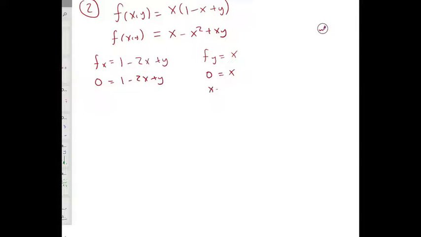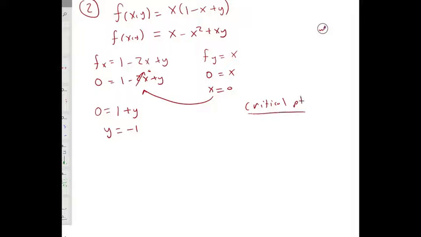So we know x has to equal 0. Let's plug that in here. So we know this is going to be 0. So we have 1 plus y equals 0. So y must equal negative 1. So our critical point is 0, negative 1.